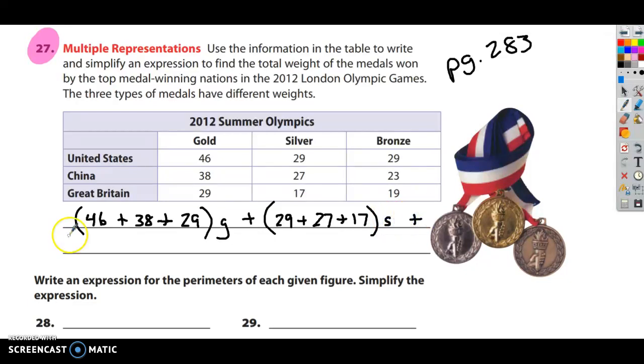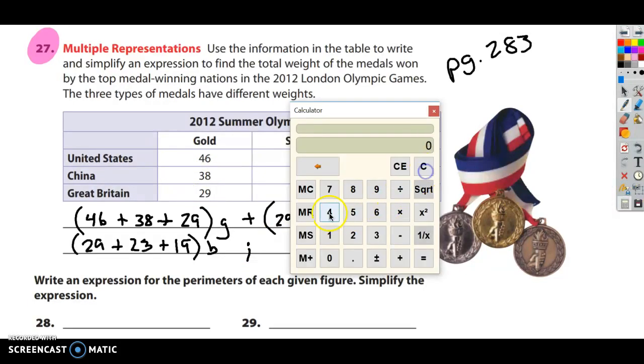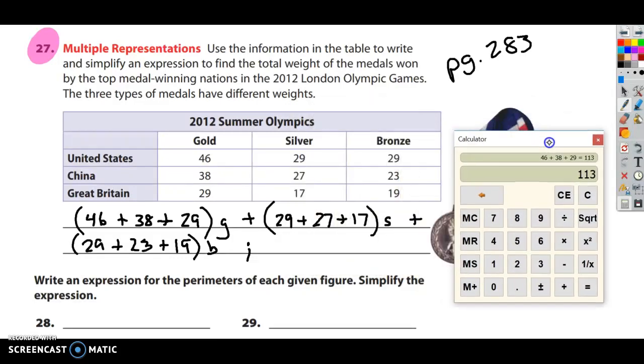And we're going to do the same thing with the bronze medals. There was 29 and 23 and 19, and that would be multiplied by B, the weight of the bronze medals. Now it says to simplify, and what we can do here to simplify is we can actually go through and figure out how many gold medals there were. 46 plus 38 plus 29. There were 113 gold medals.